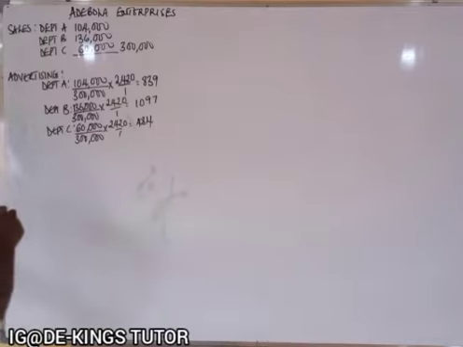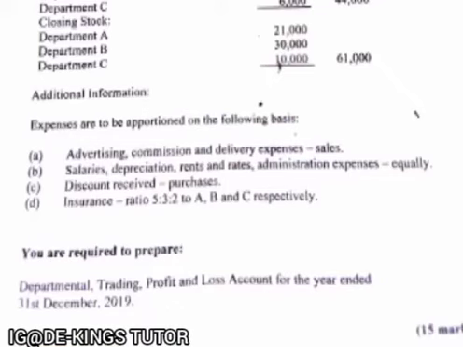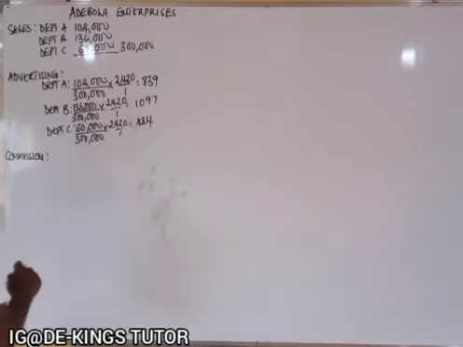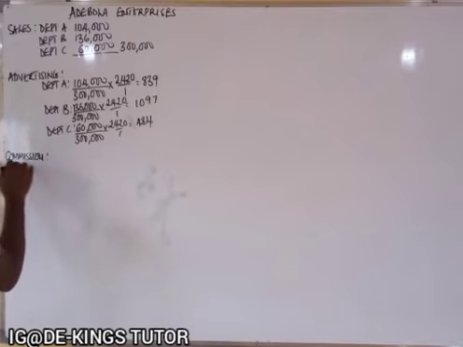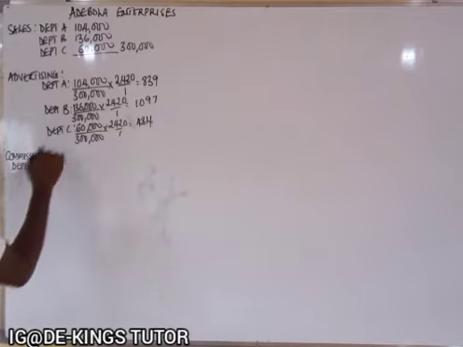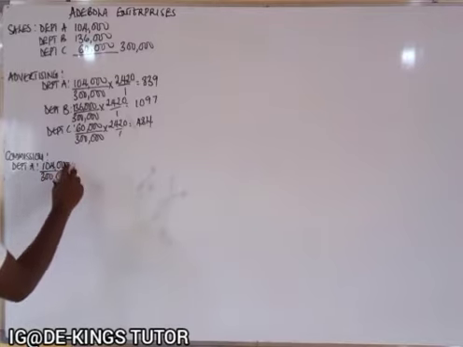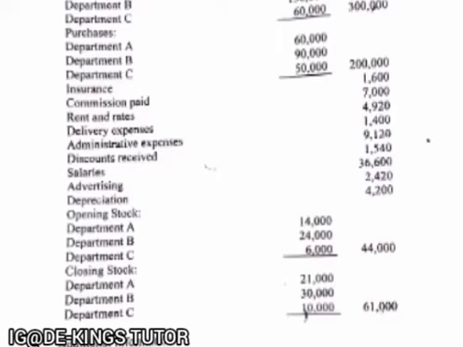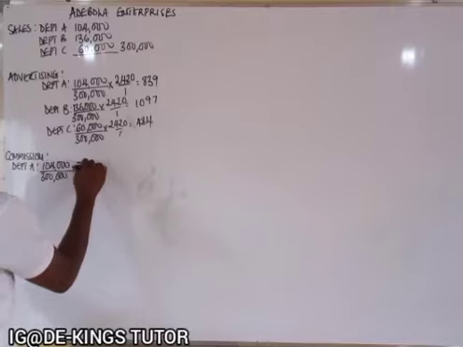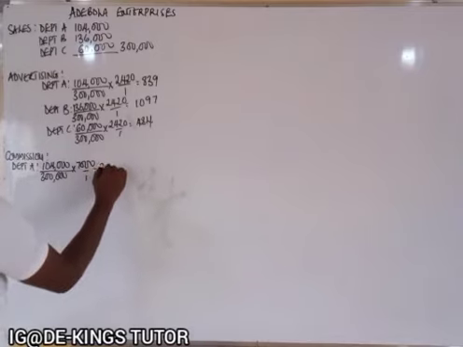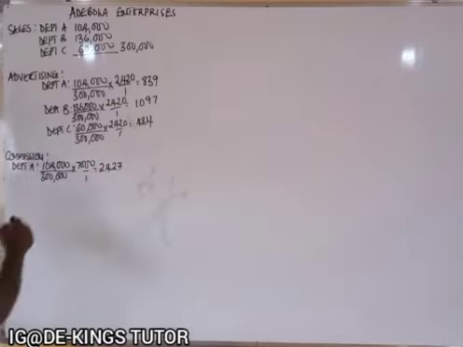Now the next one is the commission. So for the commission, Department A will be the same: 104,000 divided by 300,000 times the amount for commission from our question, which is 7,000 over 1. So this divided by this times 7,000 will give us 2,427.